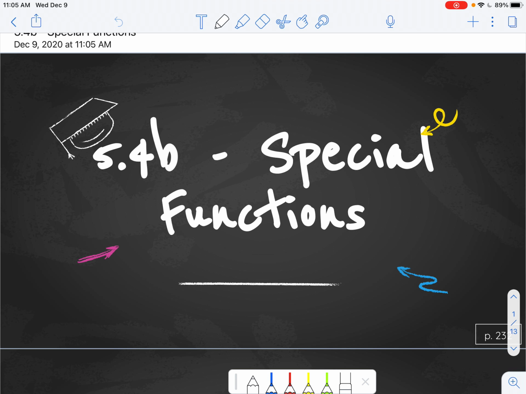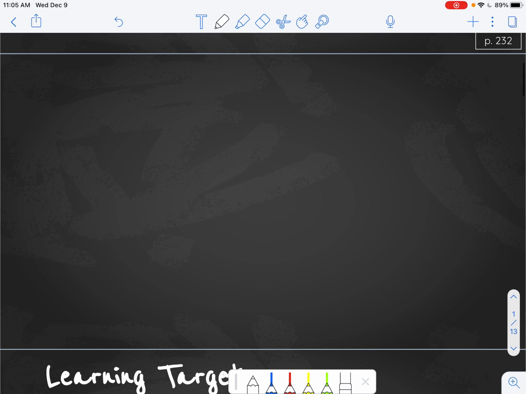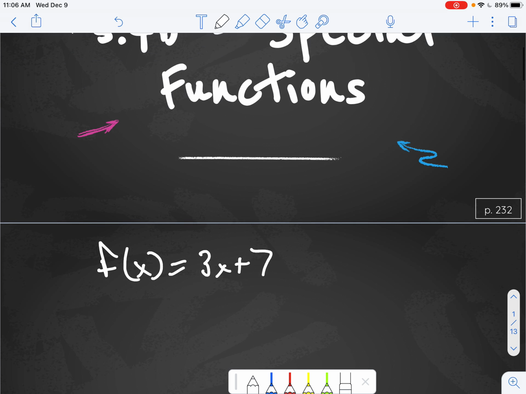Hopefully in 5.4 Part A, where we looked at function notation, we changed from saying y equals, where we can put real numbers in, 3x plus 7. We said this is correct, and we will call this standard notation. But instead of writing it like that, we are allowed to write things like f of x equals 3x plus 7, and that's totally okay. And actually we should get used to seeing things in this function notation.